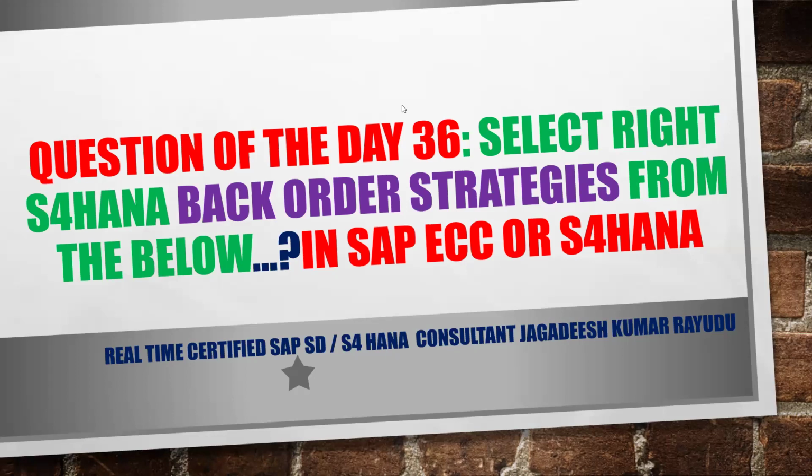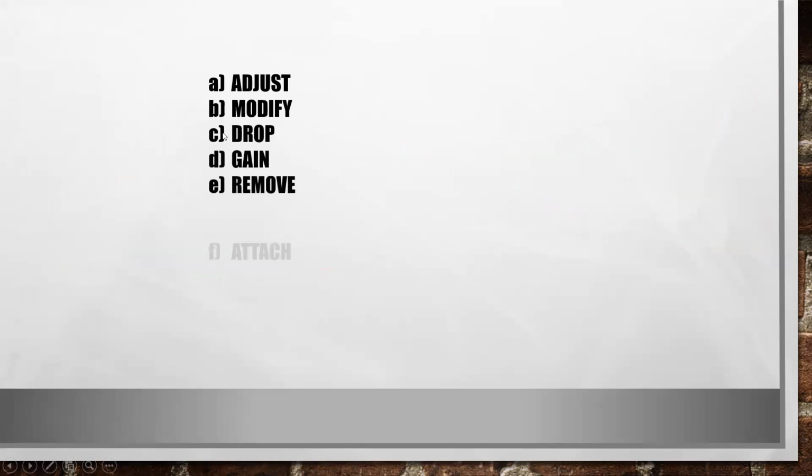Select the right S4 HANA backorder strategies from the below. Okay, let's see the options. A is adjust, B is modify, C is drop, D is gain, E is remove, F is attach, and G is fill. So it might be single or multiple answers might be correct.